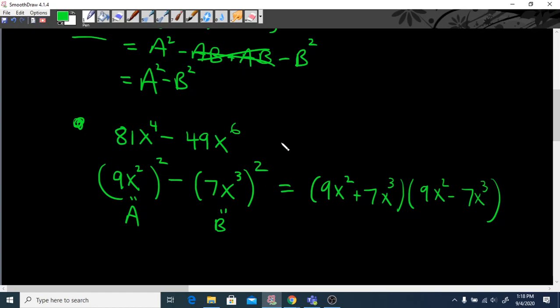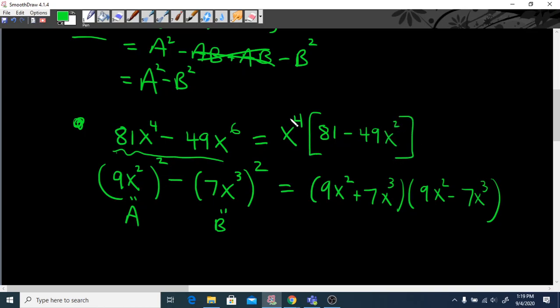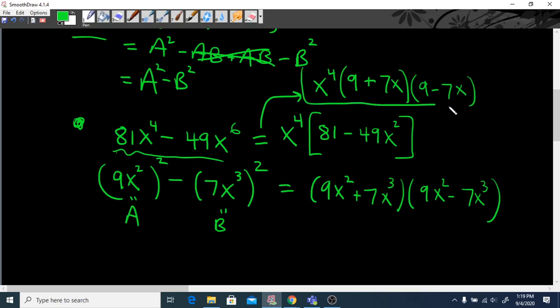But actually, what will be better is if first we recognize that there's actually a greatest common factor here. There's a greatest common factor of x^4. If I pull x^4 from everything, that's going to leave me with 81 minus 49. And I'm taking 4 away from 6, so there's 2 left. And so then from there, I can write the x^4. And now I can apply difference in squares here. So what do I square to get 81? 9. What do I square to get 49x^2? I square 7x. So 9 plus 7x, 9 minus 7x. This is the more factored form.